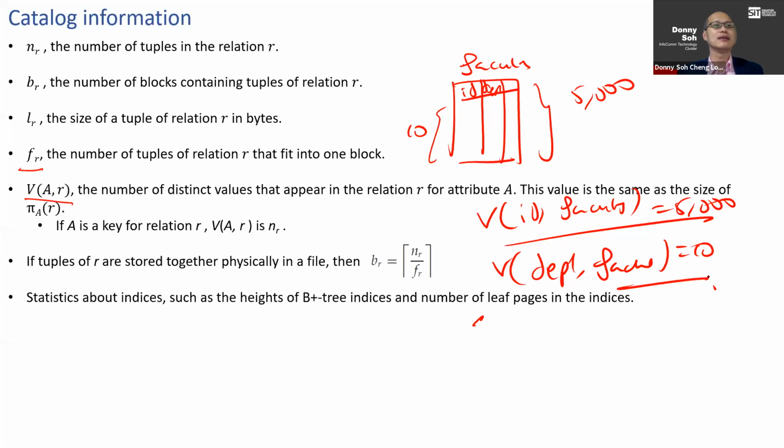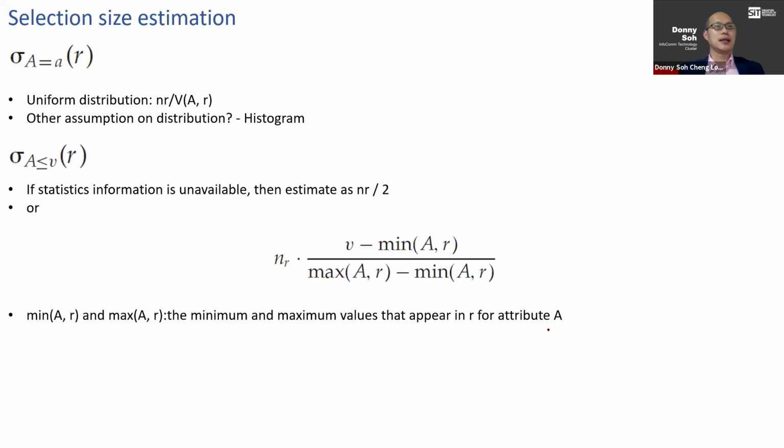So this is how we determine these values. If tuples of R are stored together physically in the file, then B, which is the number of blocks, equals n divided by F. This one we have studied before already. And there are stats about indices, such as the height of the B plus tree indices and the number of leaf pages. These are all heuristics that we use.